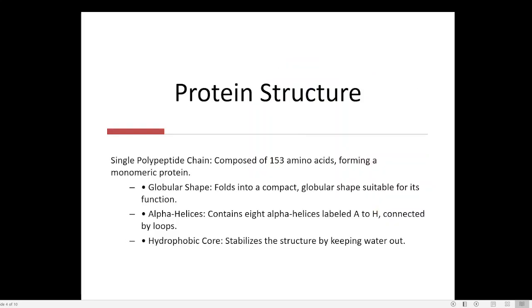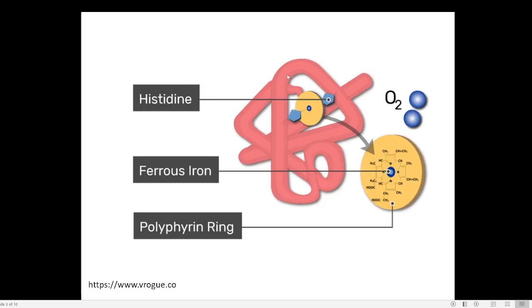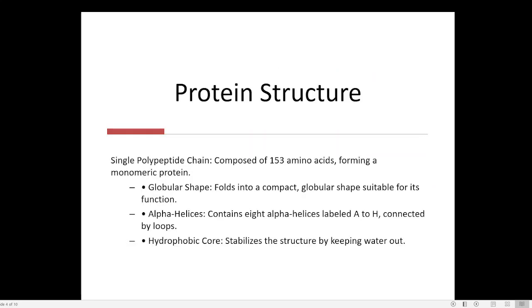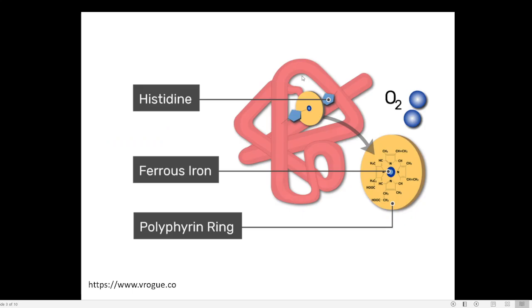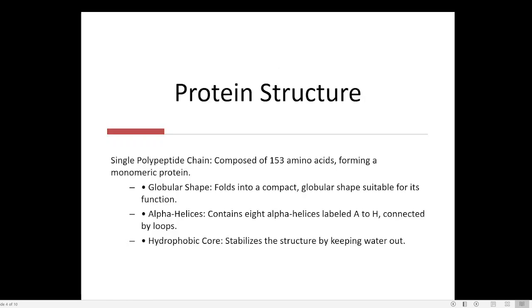Then alpha helix: it contains 8 alpha helices labeled A to H, connected by loops. If you go into the ultrastructure of this polypeptide chain, there are 8 smaller helical portions, labeled A to H, and they are connected by loops. Then the hydrophobic core. That is a stabilizing structure. The center has a hydrophobic, water-repelling core. That is why it is known as the hydrophobic core. So this is an idea regarding the structure of the myoglobin.